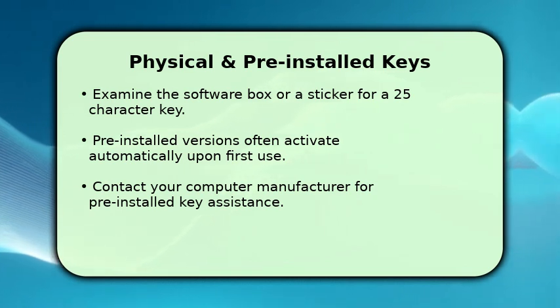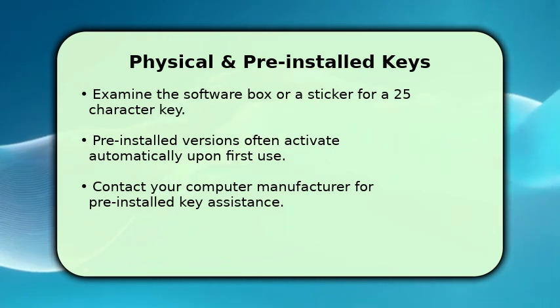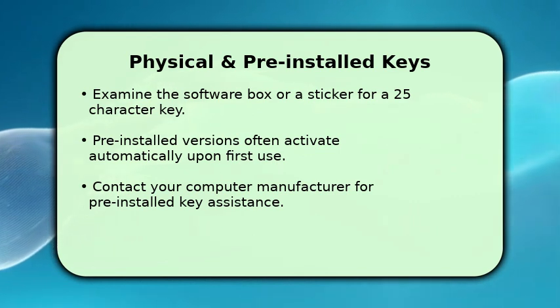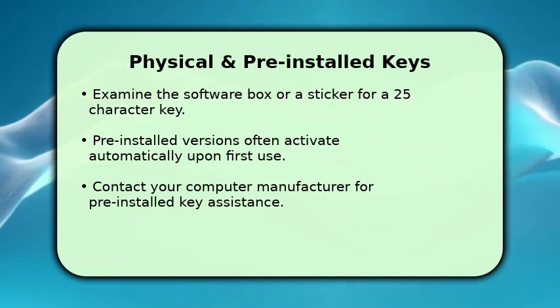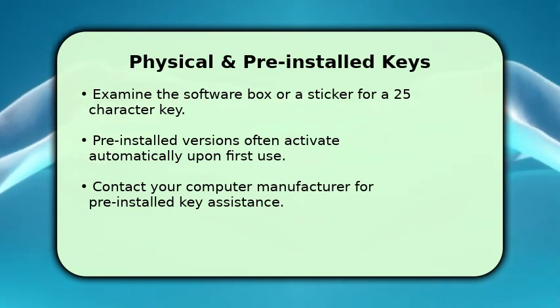For physical copies, your product key is typically on a sticker inside the box or on a dedicated key card. It's a 25-character alphanumeric code. If Excel came pre-installed on your computer, it usually activates automatically when you first open it, linking to your Microsoft account. If you ever need it, your computer manufacturer might be able to provide details.